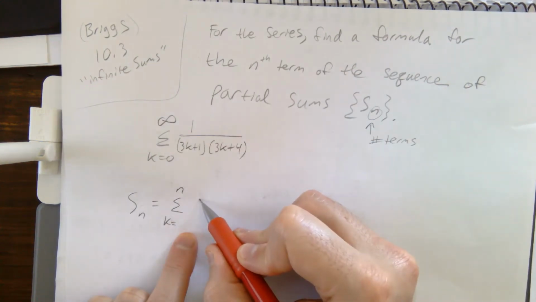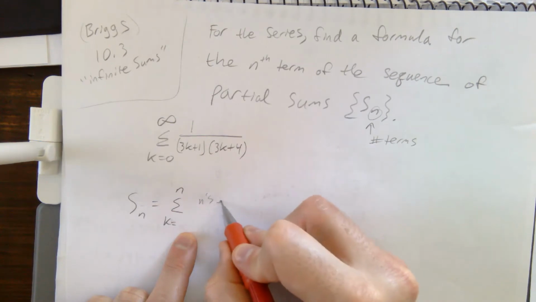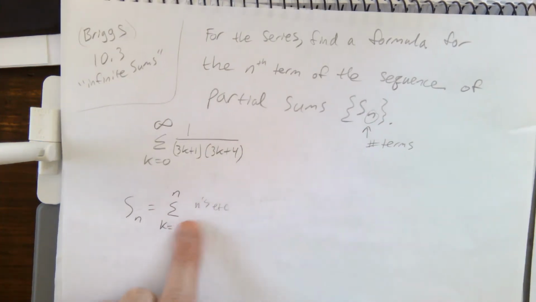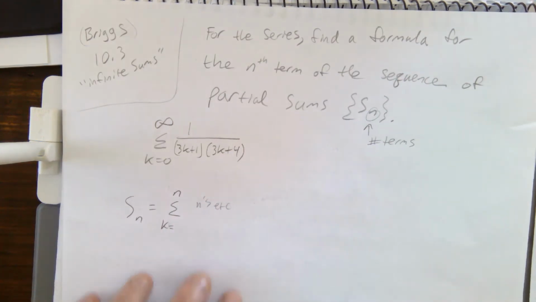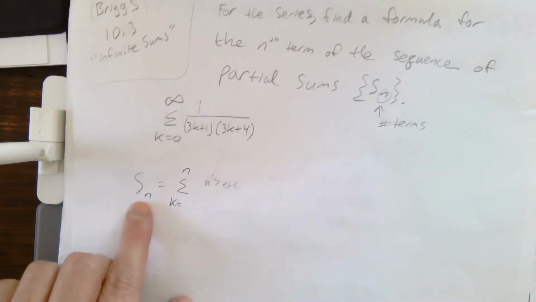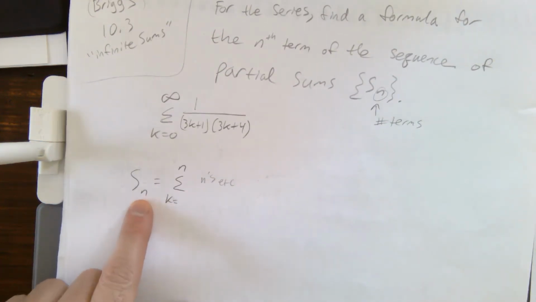This has n type stuff in it. N's and numbers and things like this. This is what the formula will be. This is what our goal is. Okay. But what this means is a sum of n terms.